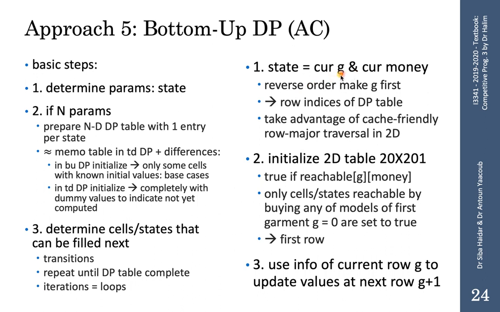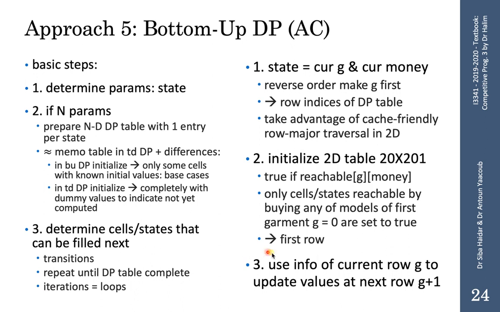So we want to make the G the row index and not the column index. And secondly, we will initialize this two-dimensional table, which is now 20 lines times 201 columns, to true only if the line G, column money is reachable, so it is possible to buy this garment. So only the cell states that are reachable by buying any of the models of first garment G0 are set to true. So we will fill only in the second step, we will fill the first row.